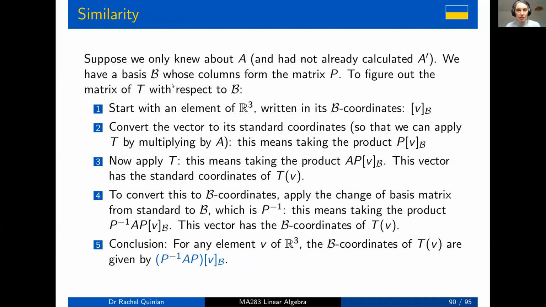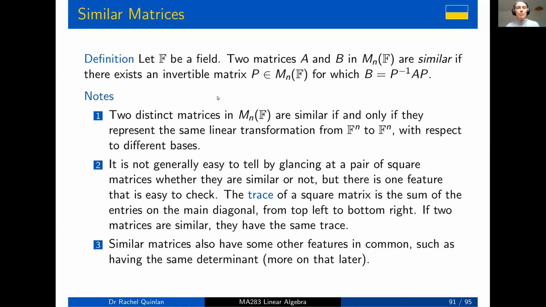This is connected to a concept called similarity, which we have yet to define. If F is some field, for example the real numbers, two square matrices A and B with entries in F of the same size are said to be similar if B is A multiplied on the right by some invertible matrix and on the left by the inverse of that matrix. So B is P inverse A P. What this means in practice is that A and B represent the same linear transformation.